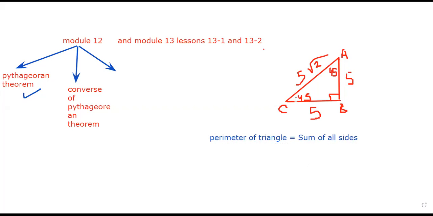Then if I have this triangle and I want to calculate the perimeter, then it will be 5 plus 5 plus 5 root 2. Okay, then it will be 5 plus 5 plus 5 root 2. Understood? If you want to calculate the area for this figure, area of triangle equals what?